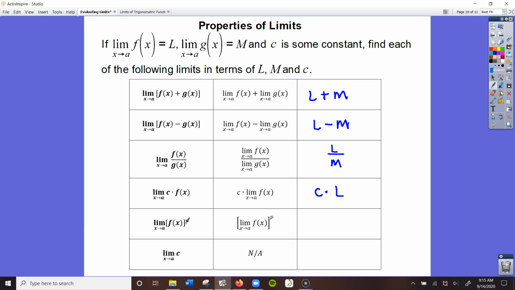If your limit value is raised to an exponent, you can find that limit and then raise it to that exponent. So this would be L raised to the exponent of p. And if you have the limit as x is approaching a of a constant, anytime you have the limit approaching a value of some constant, the answer is always the constant. Doesn't matter where it's approaching. Because think about it, if you have a constant, let's say you have a graph, a constant means that you have a horizontal line. So it doesn't matter what x is approaching, the y value will always be the same.